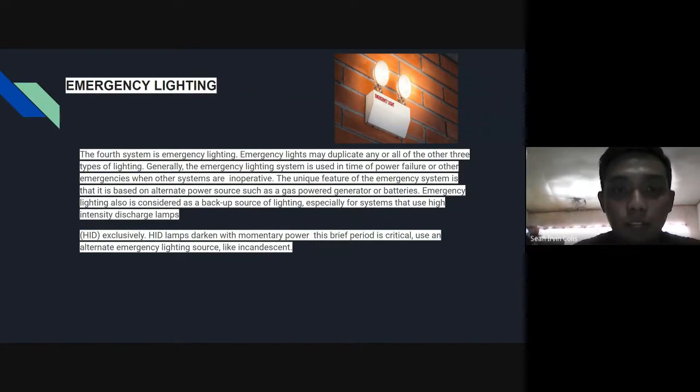The unique feature of the emergency system is that it is based on an alternative power source such as a gas-powered generator or batteries. I have experienced this before because when I lived in Batangas, we often experienced power interruptions. So we have what they call petrol generators, which we fill with gasoline, and it would generate power until the gasoline is used up. So emergency lighting is also considered a backup source of lighting, especially for systems that use high intensity discharge lamps.